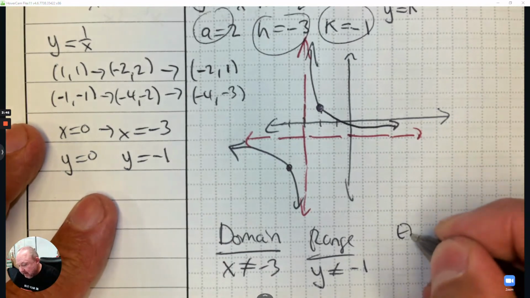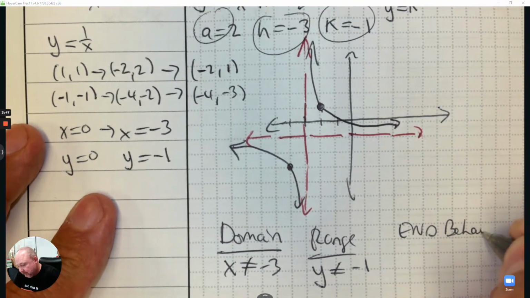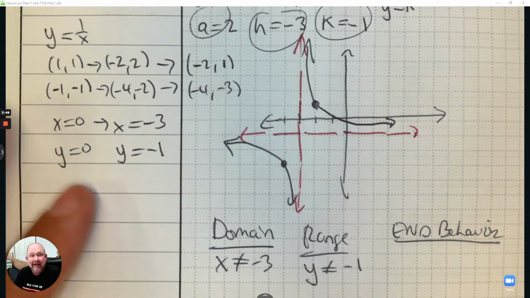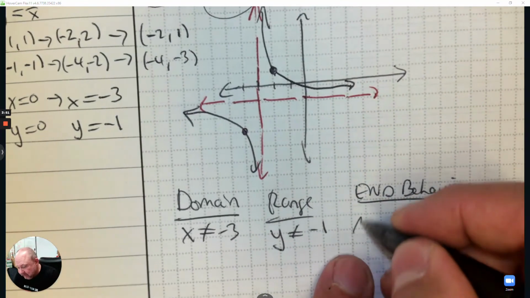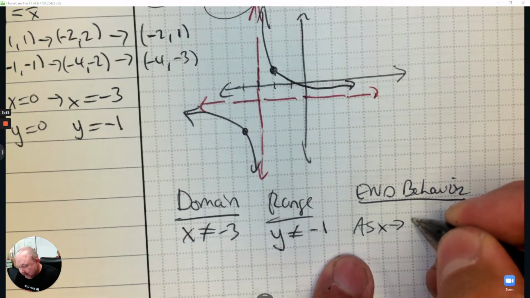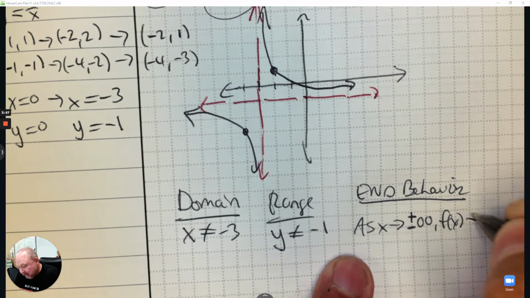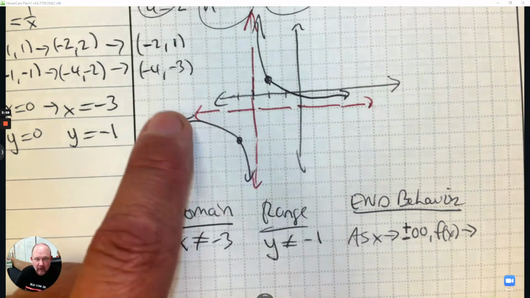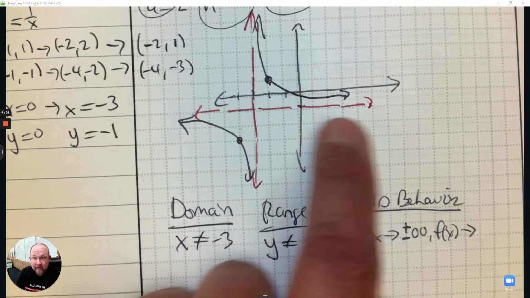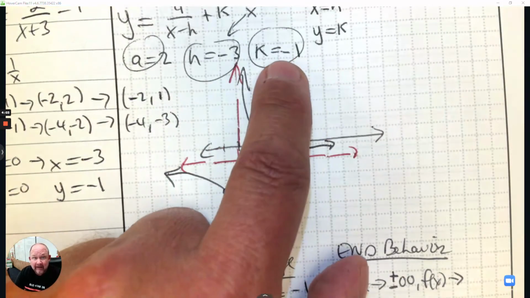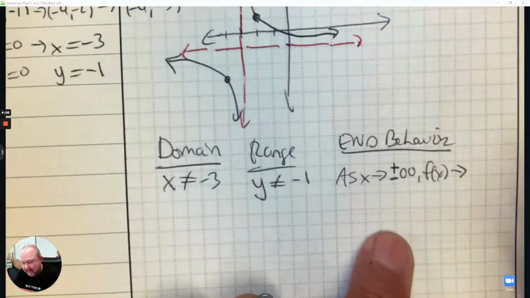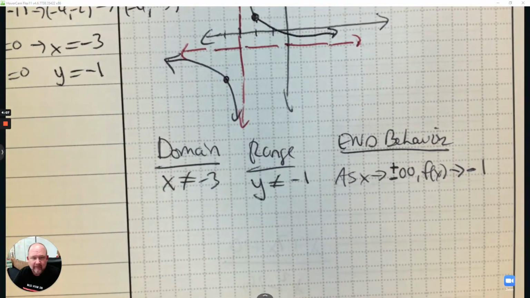And then the end behavior. For the end behavior, we write down as x approaches both positive and negative infinity. The function for a reciprocal always approaches the horizontal line. So it means it always approaches the k value. So the right and left end behavior is negative 1.